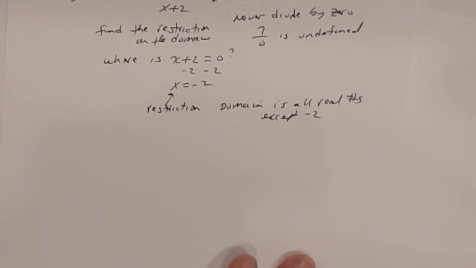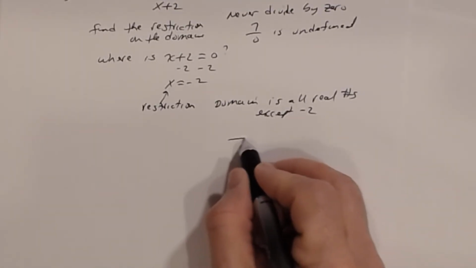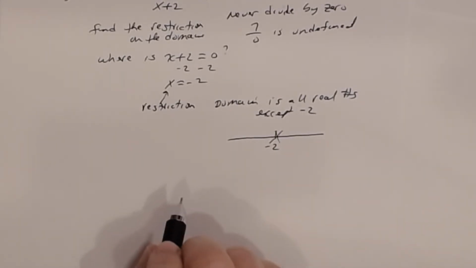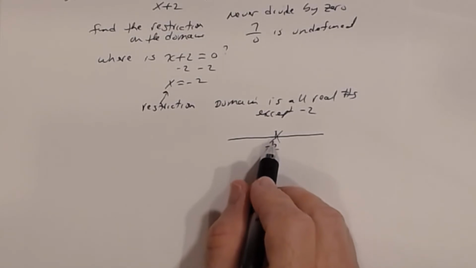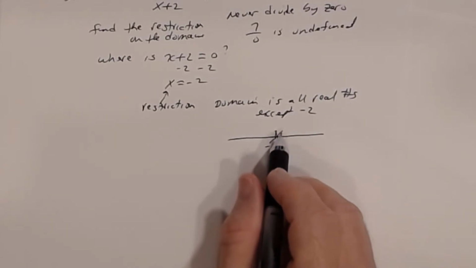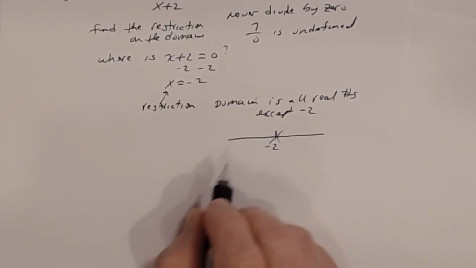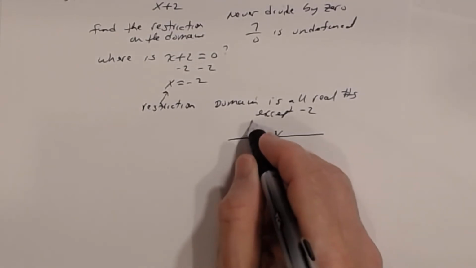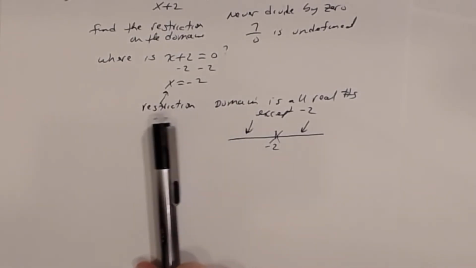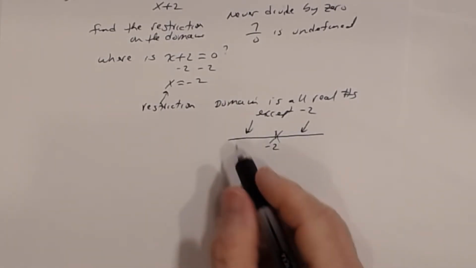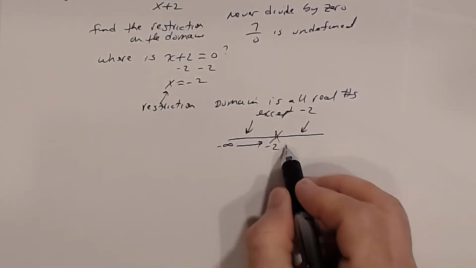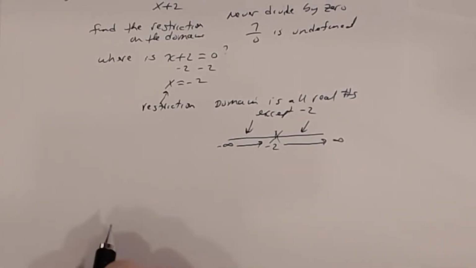So here's what you have to do now. I would write a number line like this, and then I would put negative 2 on it, and then I would cross it out. I'm crossing it out because I cannot use it in my domain. Notice that little cross out symbol divides this number line into two intervals. Remember, you always go from left to right. So I'm going from negative infinity to negative 2, and then from negative 2 to infinity.